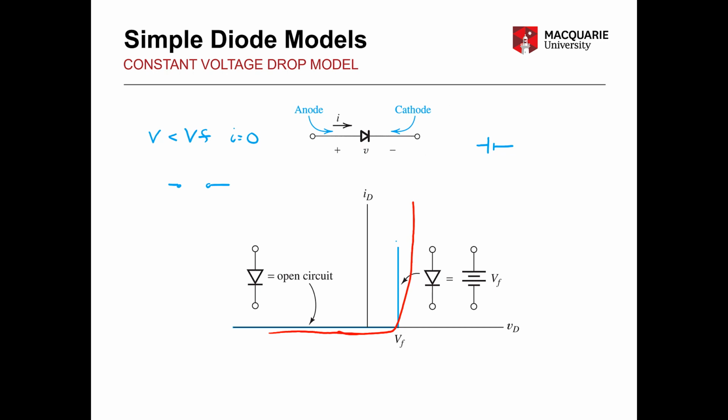So that's giving you a summary of two of the most common and simplest ways to model a diode within your circuit, and how to replace it with an equivalent circuit as needed, where of course you need to know the biasing conditions. Is it in forward or reverse bias? Once you have that information, you can appropriately replace it with a short circuit, an open circuit, or a voltage source, depending on the model that you're using.